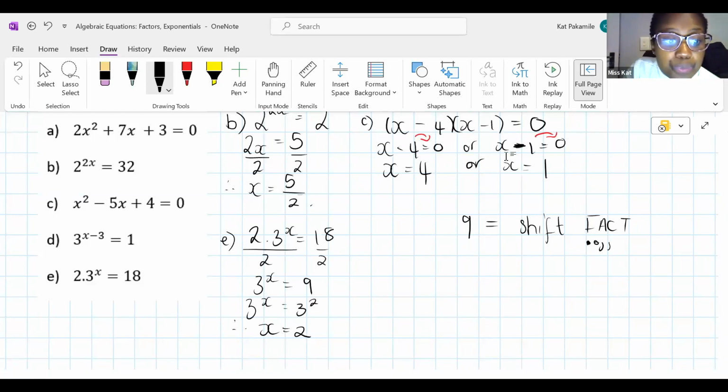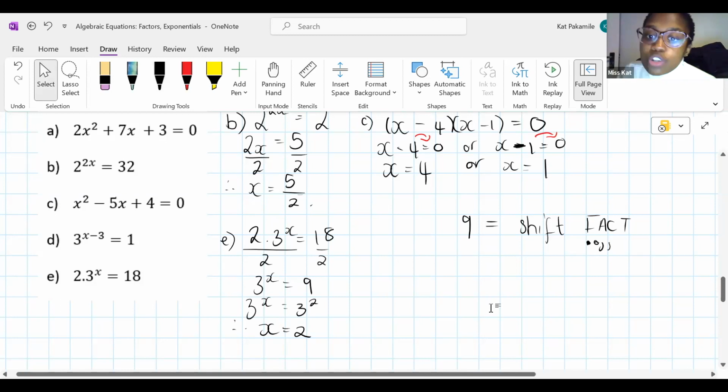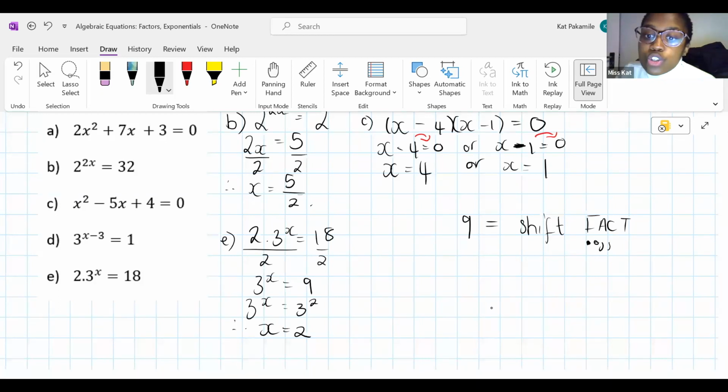Yes, ma'am. So if you ever have a number and you don't know how to change it to its prime factors, which is what we did here, you can do that on your calculator. You press the number, you say equals, you press shift, and then you press the button that says fact, and it will show you that 9 is the same as 3 squared. Okay? Yes, ma'am. Thanks, ma'am. You're welcome.